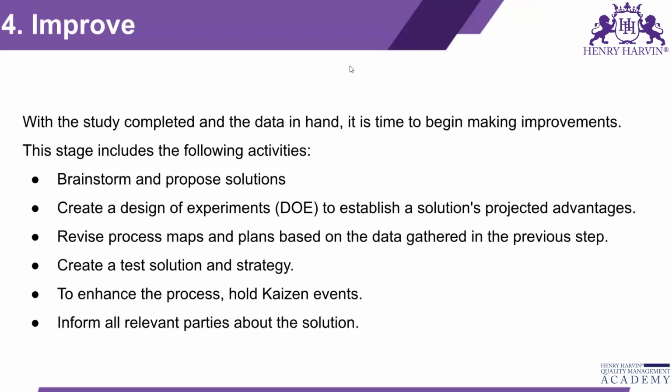This stage includes the following activities: brainstorm and propose solutions, create a design of experiments to establish a solution's projected advantages, revise process maps and plans based on the data gathered in the previous step, create a test solution and strategy to enhance the process, hold Kaizen events, inform all relevant parties about the solution. So what are the tools used under the improve phase?